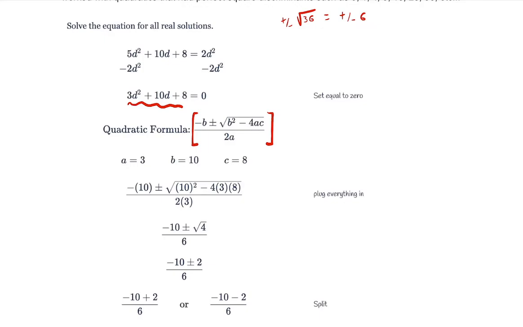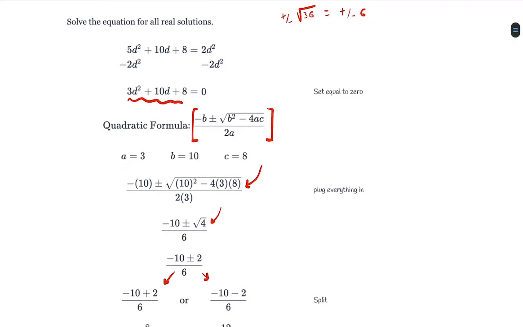A, B, and C are 3, 10, and 8 there. So we work this out, and you get b squared minus 4ac on the inside, and you do that math out, and you get the square root of 4. The square root of 4 is a perfect square, so that square root of 4 becomes plus or minus 2. And so you branch this off into its two possibilities, and you have negative 10 plus 2 over 6 and negative 10 minus 2 over 6.